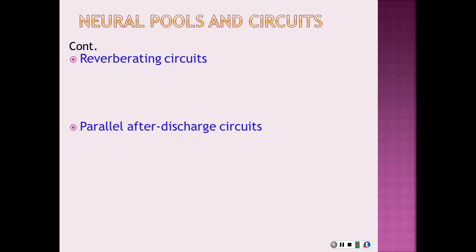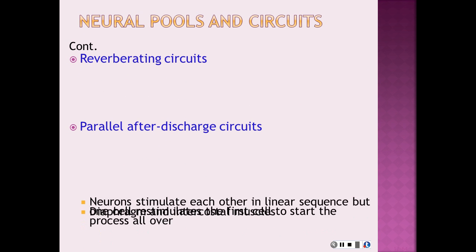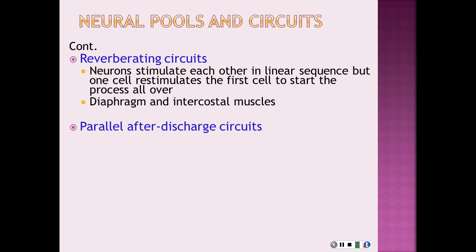In reverberating circuits, neurons are stimulated in a linear fashion, but some have an axon collateral, leading back to the initial neuron and re-stimulating it. And we're looking at the diaphragm or also the intercostal muscles.